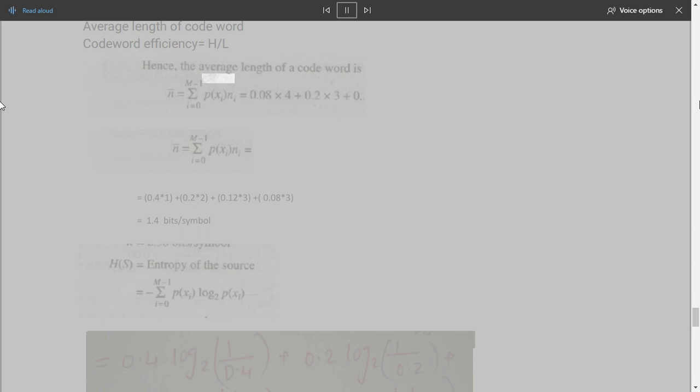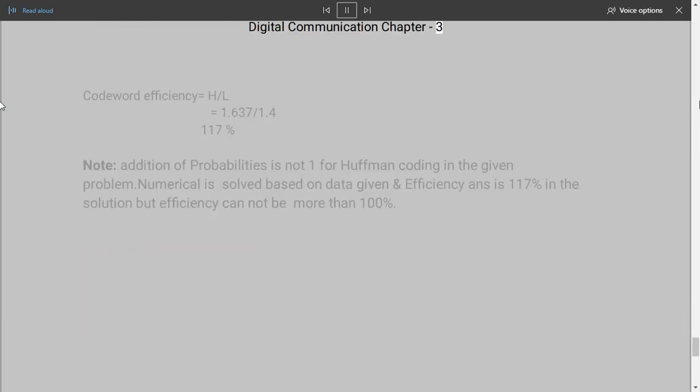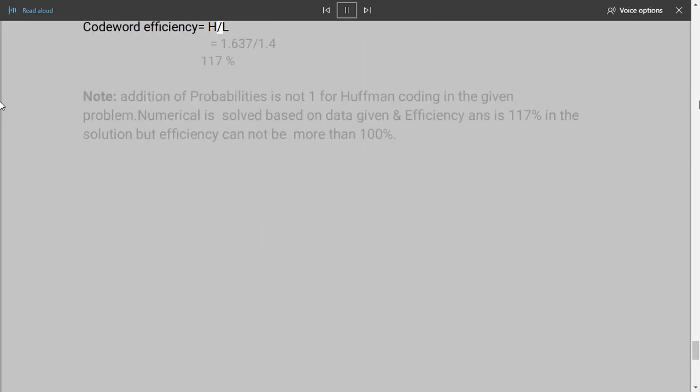Digital Communication Chapter 3. 8. Code word efficiency equals H/L, equals 1.637/1.4, 117%. Note: the addition of probabilities is not one for Huffman coding in the given problem. Numerical is solved based on data given, and the efficiency answer is 117% in the solution, but efficiency cannot be more than 100%.